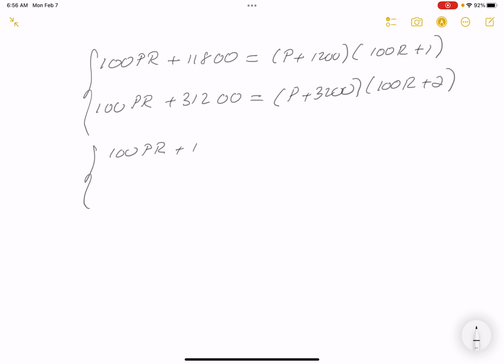100 PR plus 11800. That would be 100 PR plus P plus 120000R plus 1200. I'm going to simplify the second equation. And again, I realize that it's dizzy with all the letters and numbers and stuff, but I'm just proceeding forward, simply copying at this point.